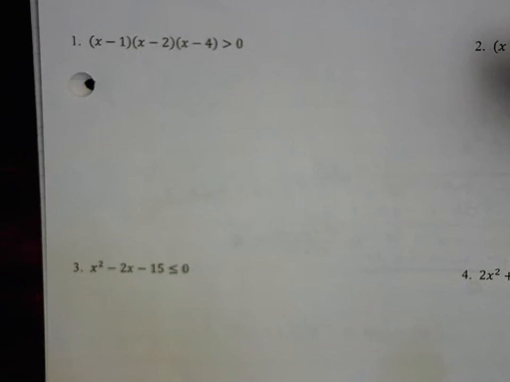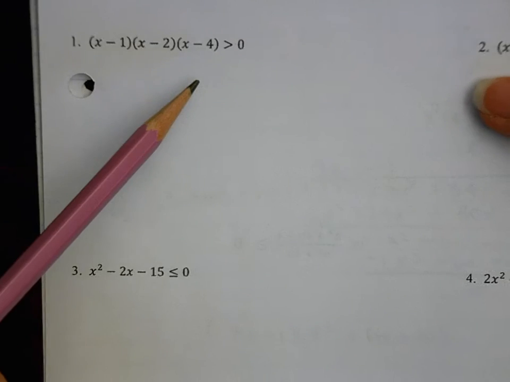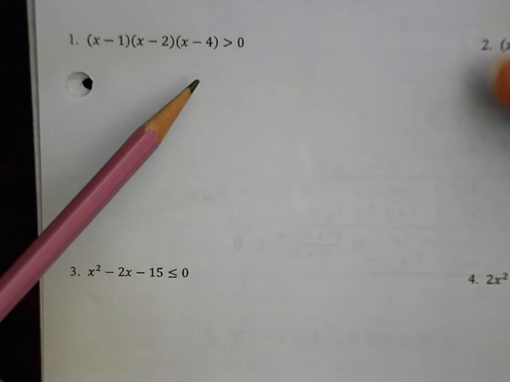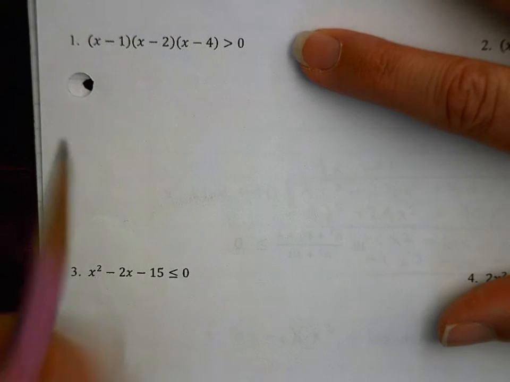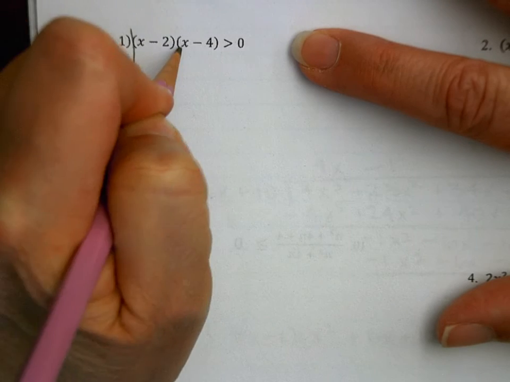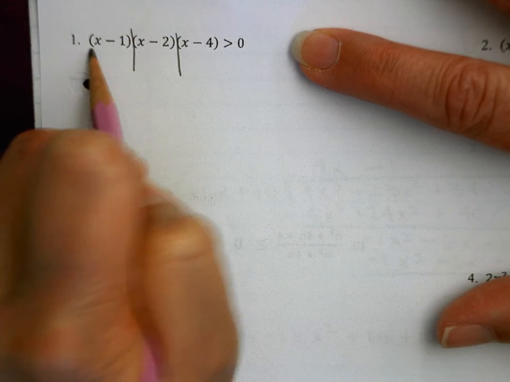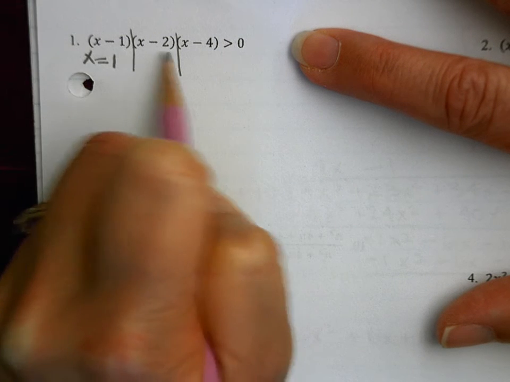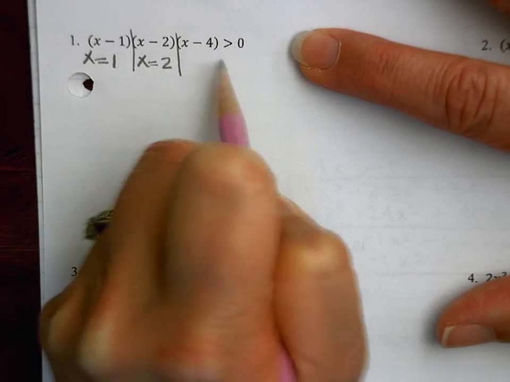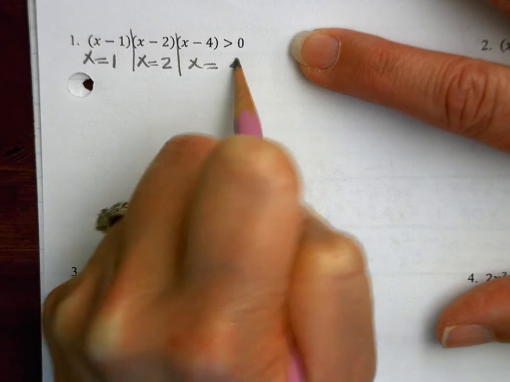So the first thing I want to do is make sure it's factored. Number 1 is already factored, so I don't need to do anything with that. And so then I want to find my x-intercepts. My roots are my x-intercepts. So I know for this factor, x would equal 1. And then here, x equals 2. And then here, x equals 4.